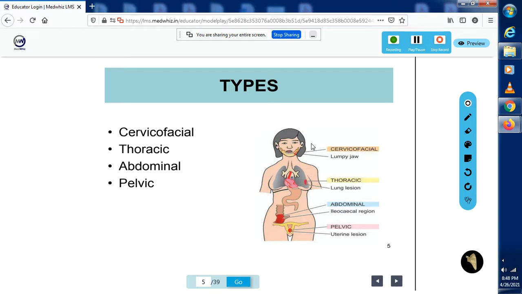In this picture I've shown the different types, that is cervicofacial, the other name for it is lumpy jaw. Then when it involves the lung, we call it thoracic actinomycosis. Abdominal, when it involves the ileocecal region, mainly the appendix and the cecum, and pelvic actinomycosis, that is whenever there is involvement of the uterus.